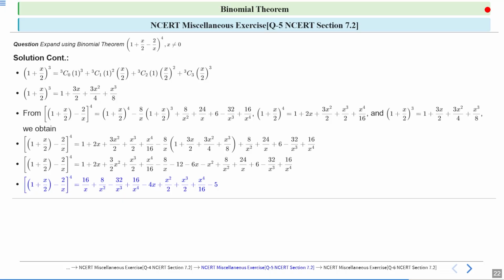Finally, we obtain the expansion of the given expression (1 plus x by 2 minus 2 upon x) whole to the 4. This is equal to 16 upon x plus 8 by x square minus 32 upon x cube plus 16 upon x to the 4 minus 4x plus x square by 2 plus x cube by 2 plus x to the 4 upon 16 minus 5. So I hope this expansion is clear to all of you.